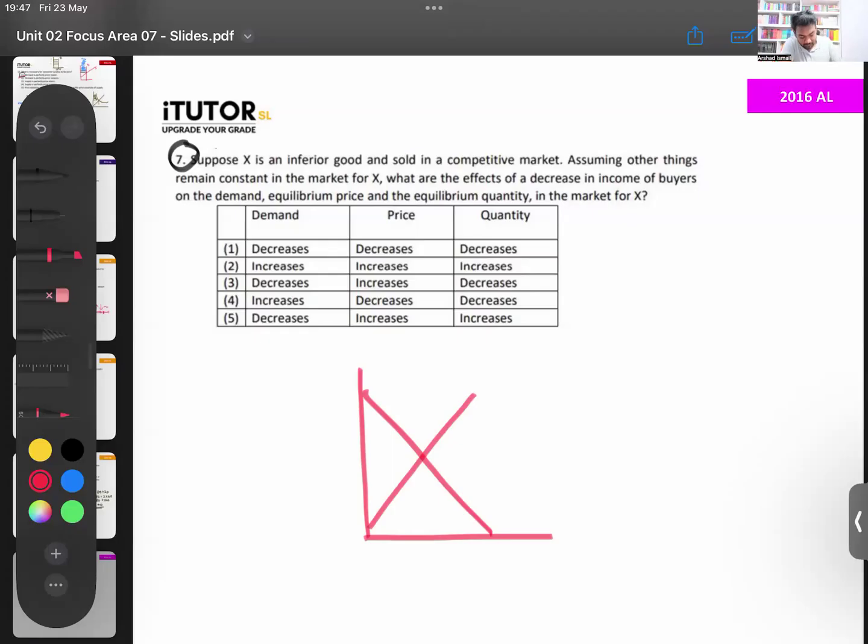This is the demand, this is the supply. Right now, let's say price is 100 rupees, quantity is 1000. They're saying this is an inferior good. They have told you that in the question. Then they are telling you, a decrease in the income of buyers. So people's income is coming down. If income comes down, what happens to the demand for an inferior good?